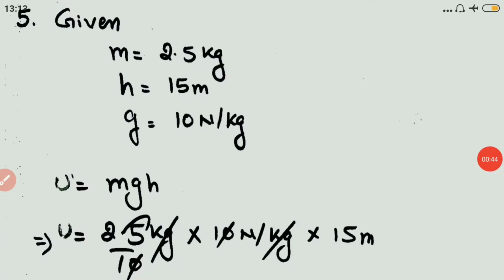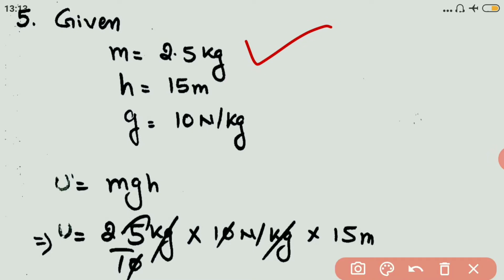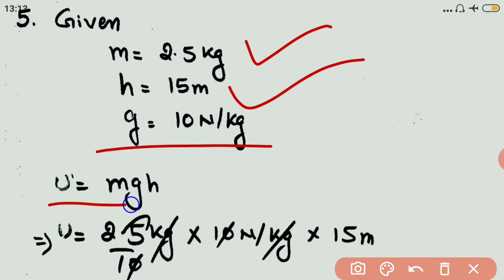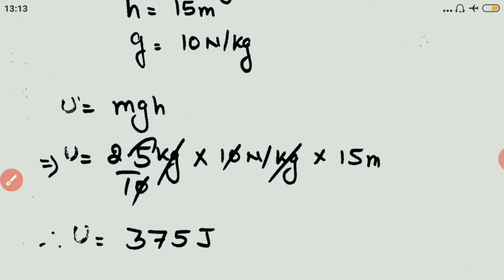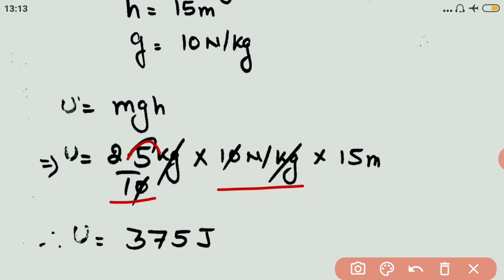Coming to the solution of question number 5, the mass given to us is 2.5 kilograms, height is 15 meter, whereas acceleration due to gravity is 10 Newton per kilogram. So using the formula of potential energy, which is U equals m into g into h, replacing the values of m, g and h: m was 2.5 kilograms, where I have removed one decimal point and 10 comes to the denominator, multiplied by 10 Newton per kg into height, which is 15 meter.